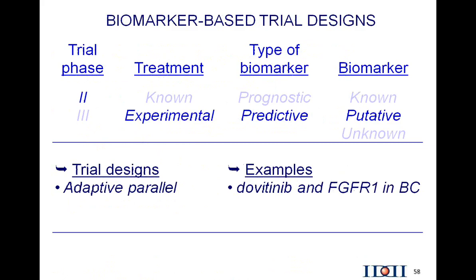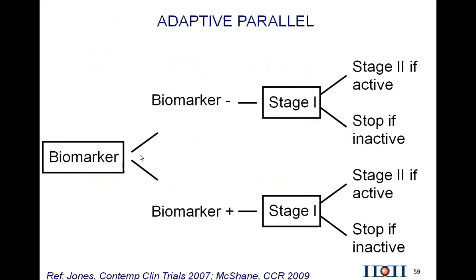Now let's go to a more interesting phase of development, the phase 2. Again, we want to develop a new treatment, and we think we may know a biomarker, but we're not completely sure that this biomarker is predictive. If we were sure, we could do a targeted design, but now we're not quite sure. So one design we could use in those situations is the so-called adaptive phase 2 parallel design. The example here is dovitinib in breast cancer patients.